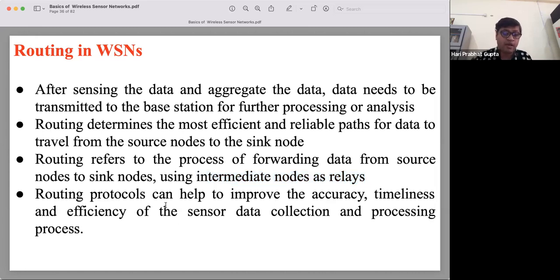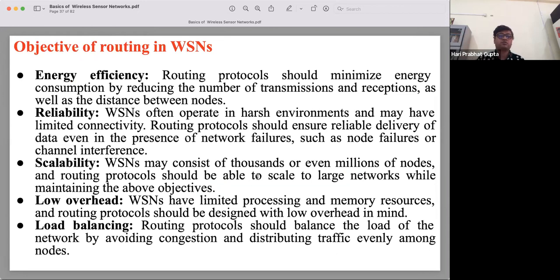And an advantage of the routing is that it helps to improve the accuracy, because you transmit more data to the sink, then definitely you find more accuracy, and timely you can improve the efficiency of the sensor's collection and processing of the data. So these are some advantages that help the wireless sensor network when we use the routing. So select the routing which is suitable in that category.